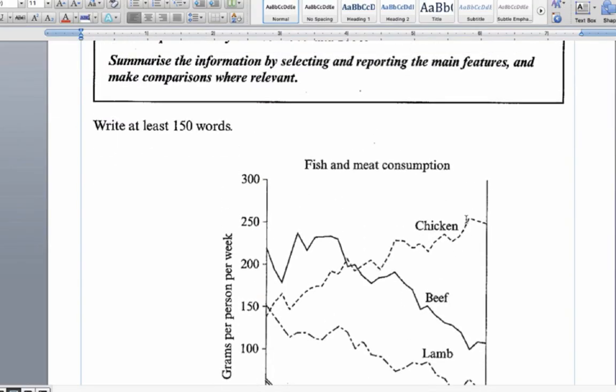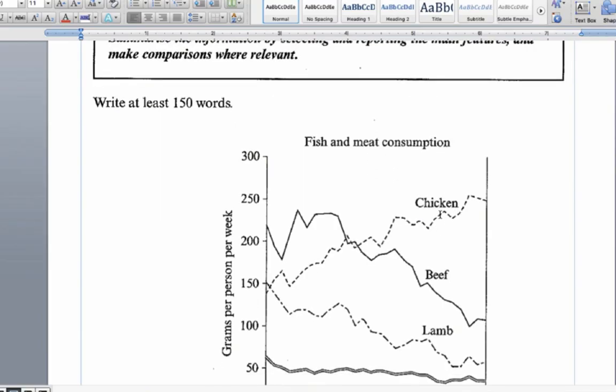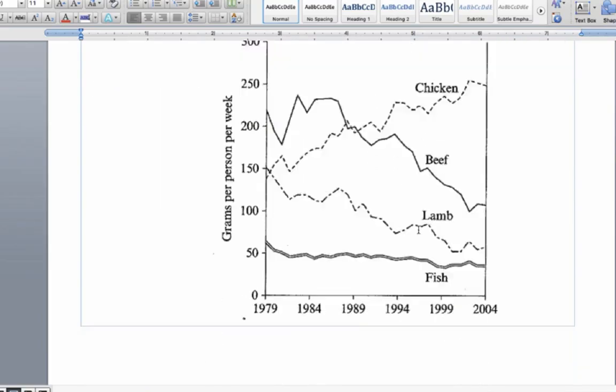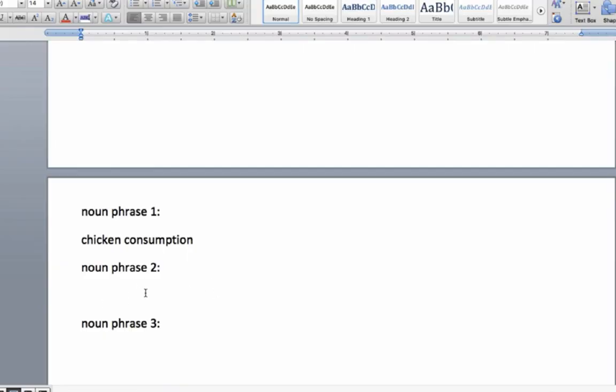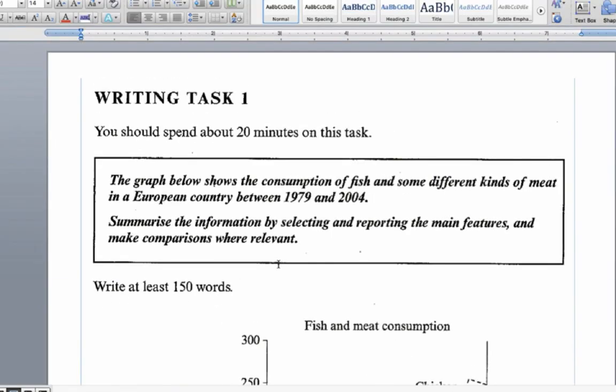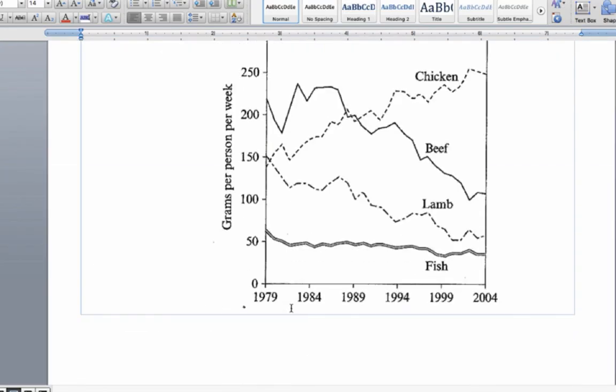So let's just do chicken, for example. Chicken falls under meat. So noun phrase 1 is chicken consumption. That means noun phrase 2 is consumption of chicken. Actually, they have noun phrase 2 over here. Consumption of fish, consumption of some different kinds of meat. So there is noun phrase 2, there is noun phrase 1.